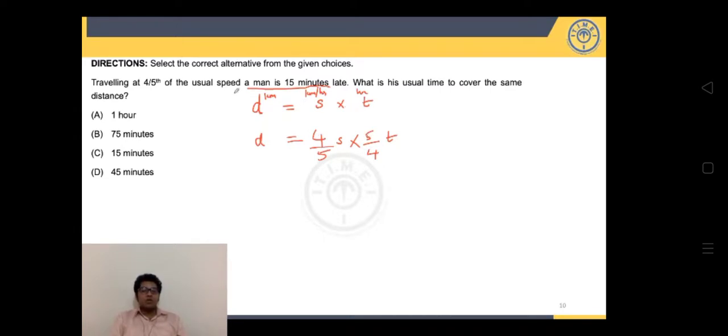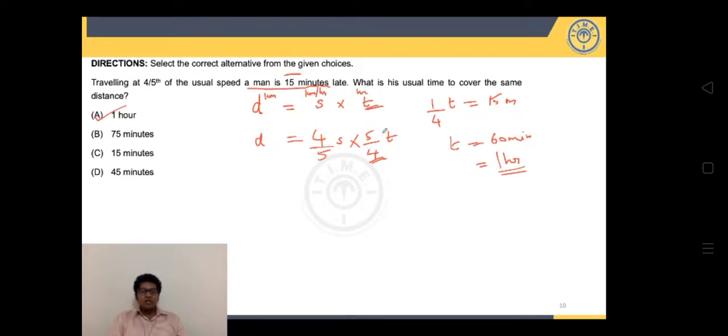Right? Now, what is the question he says here? He's 15 minutes late. So the actual time is t, the newer time is 5 by 4 t. So what is the extra time he's taking? 5 by 4 t minus t, which is 1 by 4 t, is the extra time, and this is given as 15 minutes. Therefore, what is t? 15 minutes into 4 is 60 minutes, which is equivalent to 1 hour. So the usual time will be 1 hour.